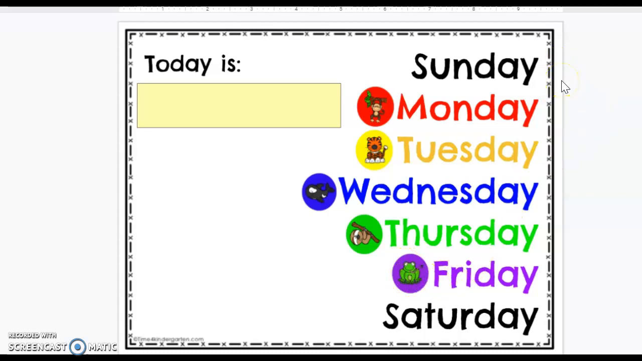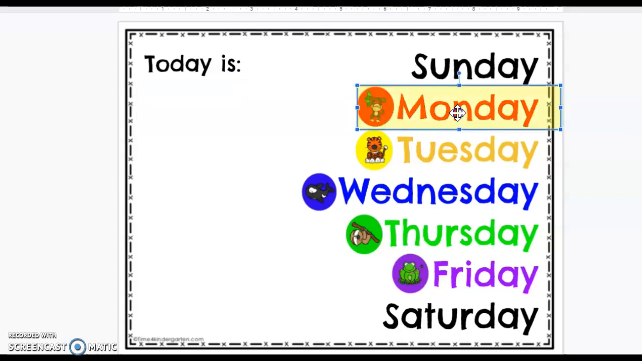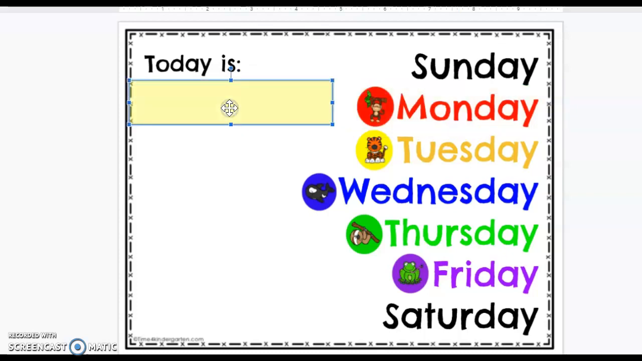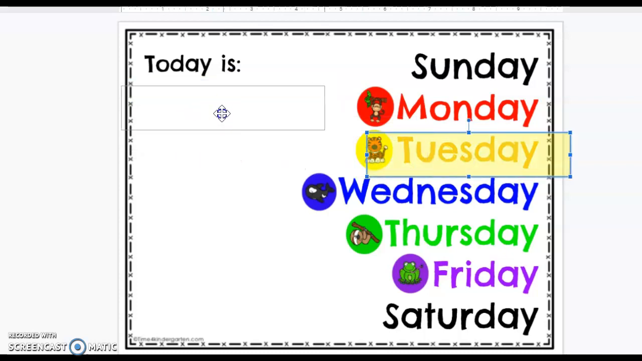We're going to think about our day of the week, and we're going to move our rectangle over to tell what day of the week it is. If today is Monday, I'm going to move it over. If today was Tuesday, I would cover up Tuesday.